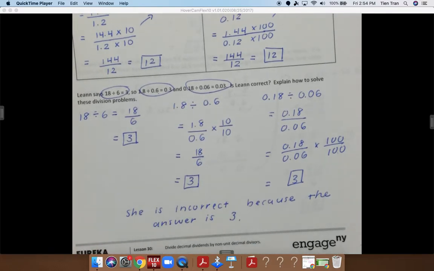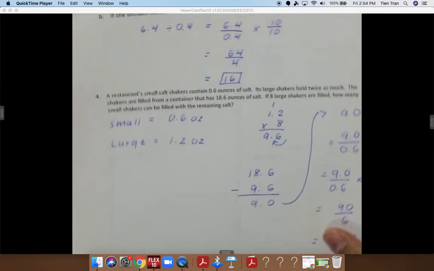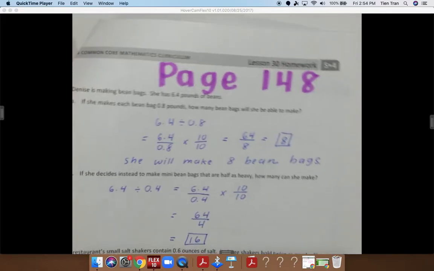Okay, so please make sure that you are, oh, yeah, I'm on my page. I almost forgot. Okay, page 148.